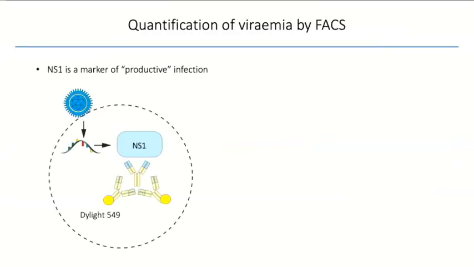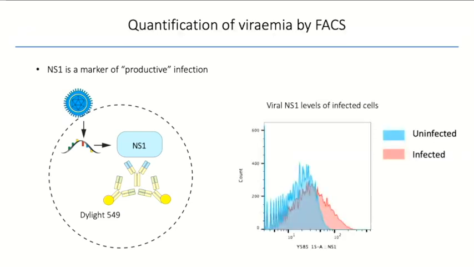To quantify my levels of in vitro infection, I decided to use a FACS-based assay to detect viral NS1. NS1 is a protein that is not present in the dengue virus virion. It is only produced once the virus has infected a host cell. Therefore, the presence of viral NS1 protein in host cells can be used as a surrogate marker for cell infection. And here's a FACS plot showing the levels of fluorescence that we see with infected cells as compared to uninfected cells.